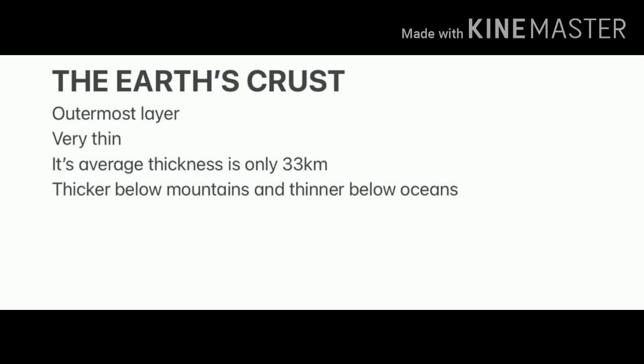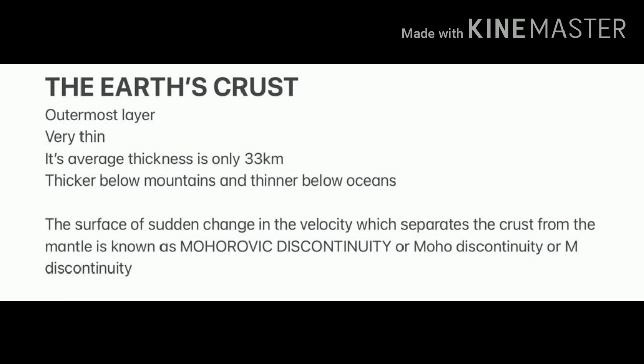Here, the P waves travel at a velocity of about 6 km per second at the surface of the Earth and about 7 km per second at the base of the crust. The crust is separated from the mantle by the abrupt change in the velocity of seismic rays. This happens basically due to the change in mineral composition or in the physical state of rocks. The surface of sudden change in velocity which separates the crust from the mantle is known as the Mohorovicic discontinuity, or the Moho discontinuity, or M discontinuity. This is named after the Yugoslavian seismologist Mohorovicic, who recognized this discontinuity.